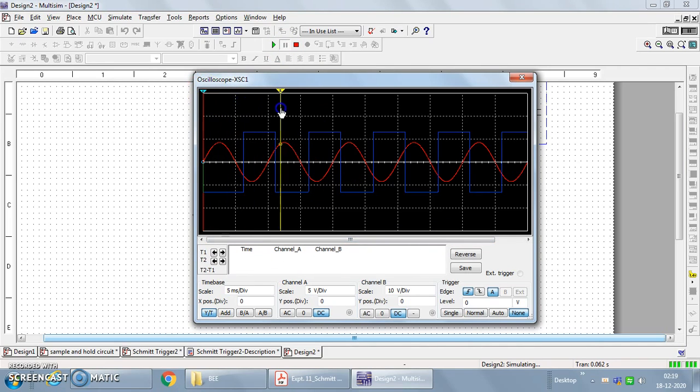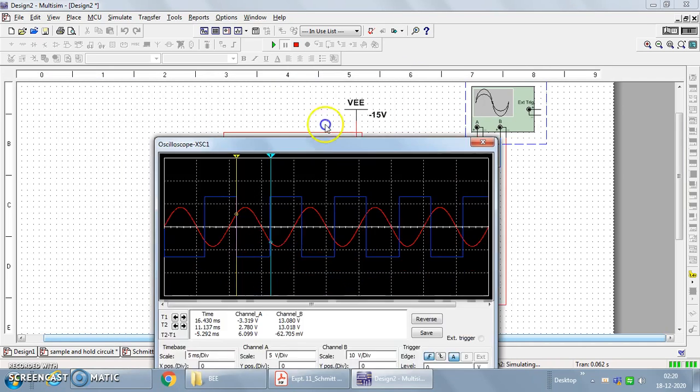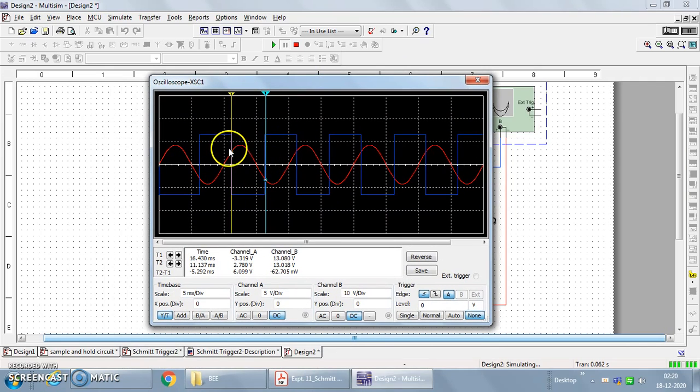Now using the cursor, I can go to the upper threshold voltage value and the lower threshold voltage value. This is the input waveform, the red color waveform, which is connected from the input channel A. So as long as the input voltage is greater than the upper threshold voltage, until it reaches the lower threshold voltage, for this particular region, as it is an inverting amplifier mode, the output is set to the minus Vsat value, and within the range from the lower threshold till the upper threshold voltage, the output is set to the plus Vsat value.